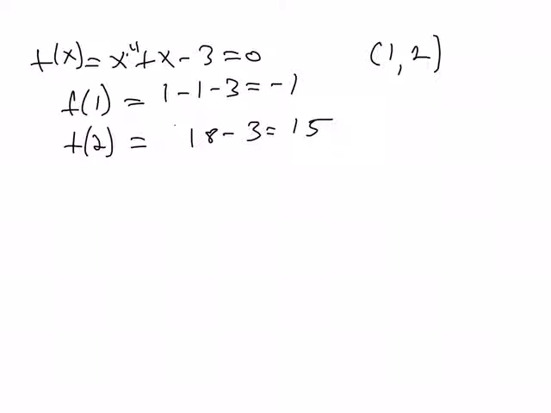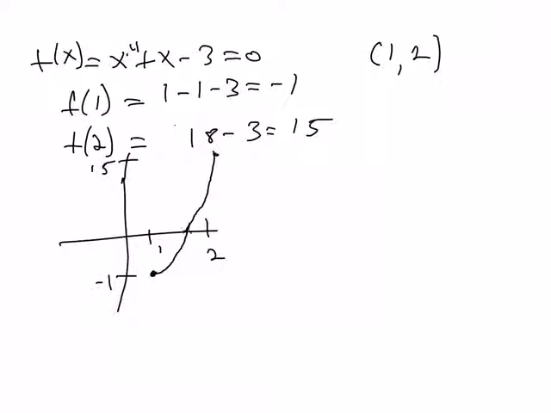So if you look at our f, at 1, it's negative 1. It's less than 0. And suddenly at 2, it's 15. The only way for this to happen is if at some point it hits the x-axis. That will satisfy f of x equals 0, meaning it's going to be a root, right? f of x just hits 0.